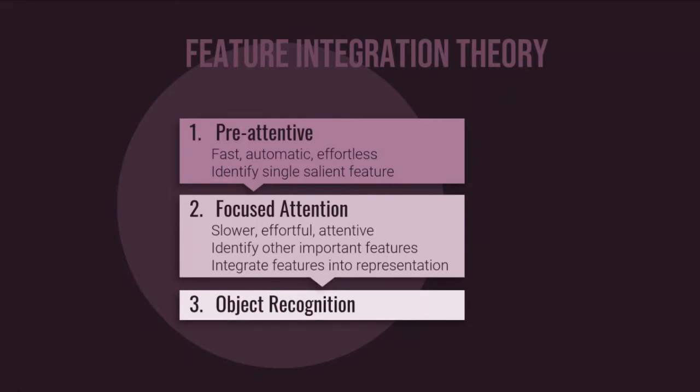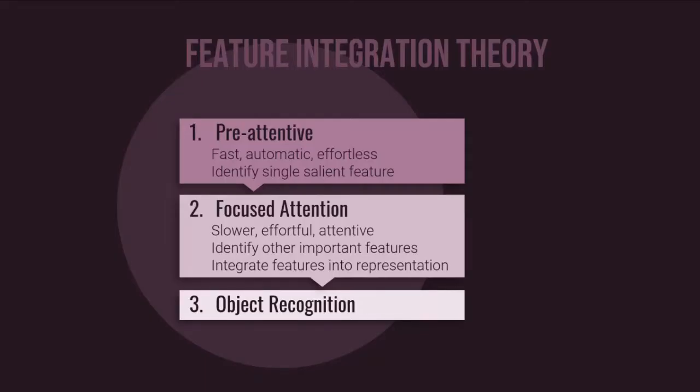So instead of trying to match to a template, and instead of trying to deconstruct into three-dimensional geons, what we're going to do is break an image down into its visual features. And then we're going to perform a series of operations where we identify those features and then reintegrate them back together. So there are three stages to this. There's a pre-attentive stage, which is fast and automatic and effortless, where we can identify a single salient feature. So if there is a single feature among all those competing objects, we will be able to identify that very quickly, very effortlessly, very automatically. It does not require any directed attention.